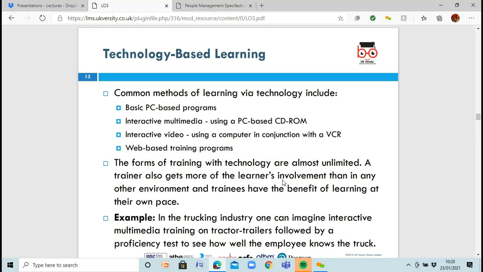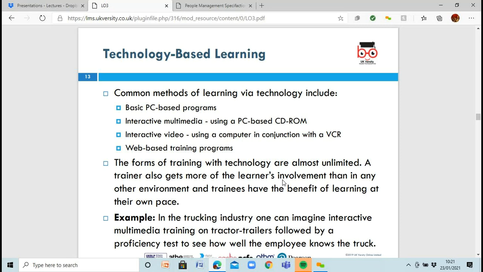A trainer also gets to see more of the learner's involvement than in any other environment. And trainees have the benefit of learning at their own pace. A trainer can check how many times their trainee has logged on and how long they've been on. The trainee can be sitting at home in the morning, in the evening, whenever they've got free time, and they can access that training and do it in their own time.